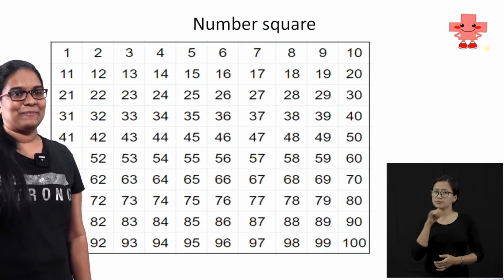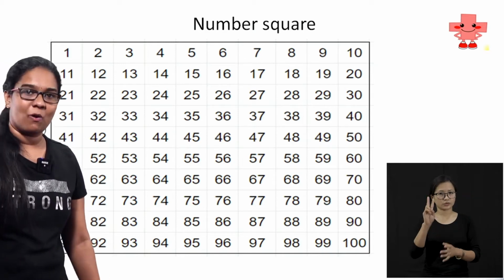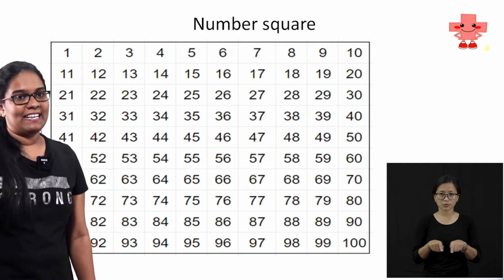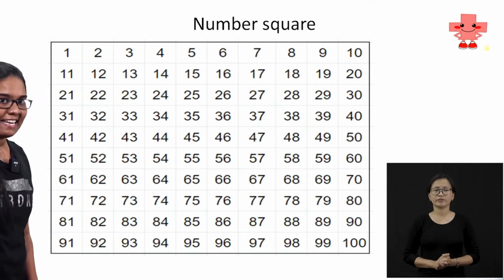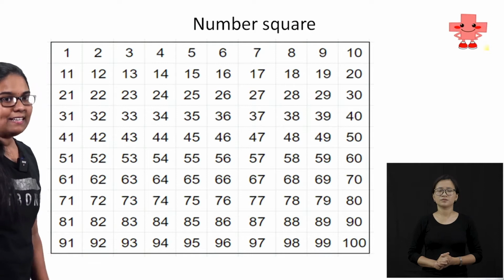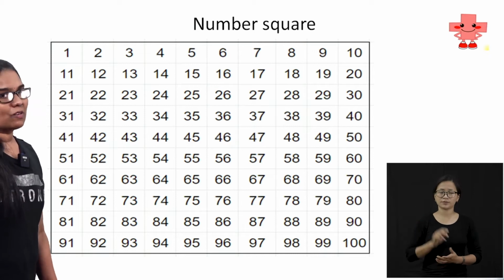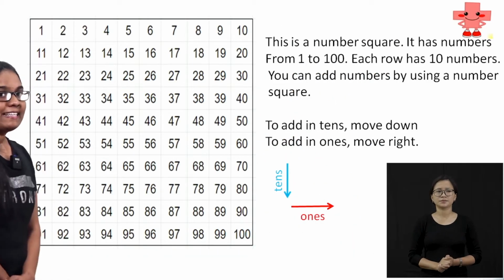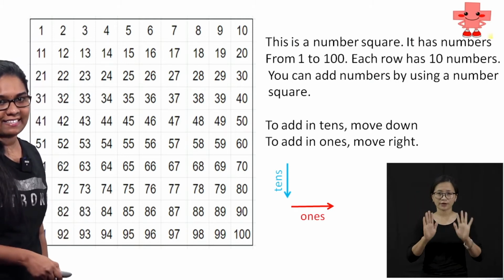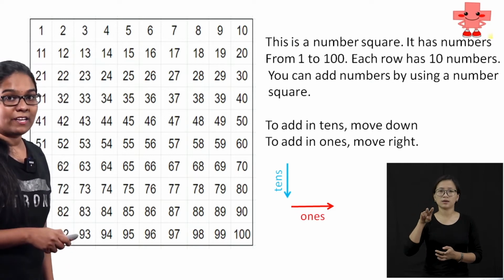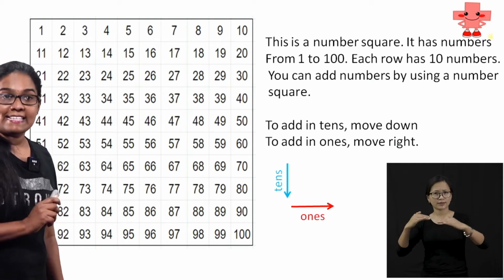Next we are going to learn how to add two numbers by using number square. This is a number square. It is full of numbers, 1 to 100. It has numbers from 1 to 100. Each row has 10 numbers.